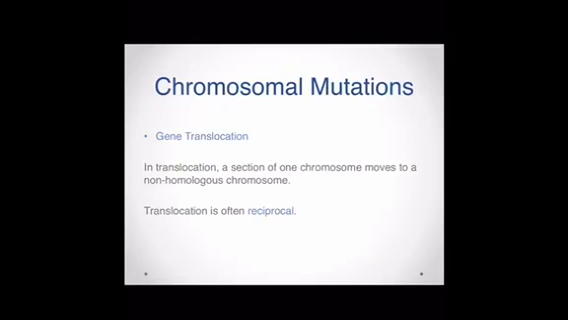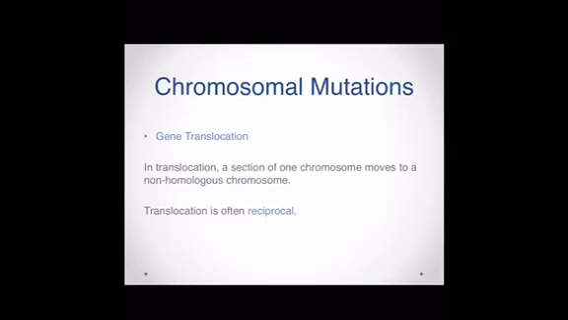The second type of chromosomal mutations is gene translocation. In translocation, a piece of one chromosome moves to a non-homologous chromosome. Translocation is often reciprocal, which means that the two chromosomes exchange segments with each other.